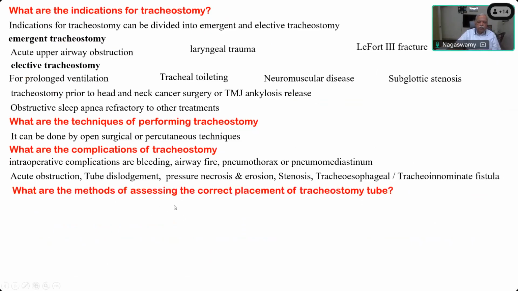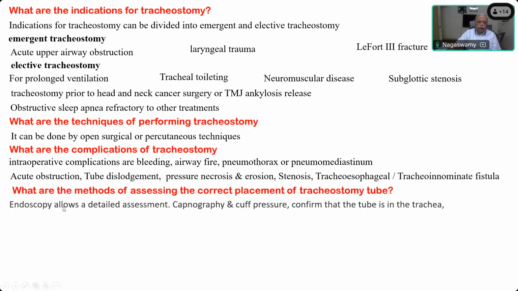So, what are the methods of assessing the correct placement of the tracheostomy tube? Endoscopy allows for detailed assessment; capnography and cuff pressure confirm the tube is in the trachea. The cuff pressure is given a lot of importance nowadays so that we don't either overinflate or underinflate to cause a leak. And what is the care that has to be given to a tracheostomy?